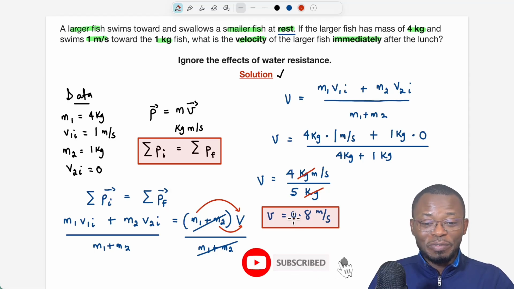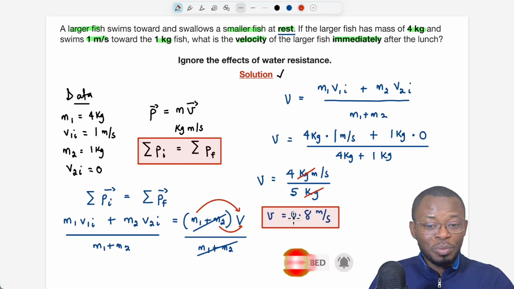So this is just a fun problem for us to practice the conservation of linear momentum, and this brings us to the end of this video.